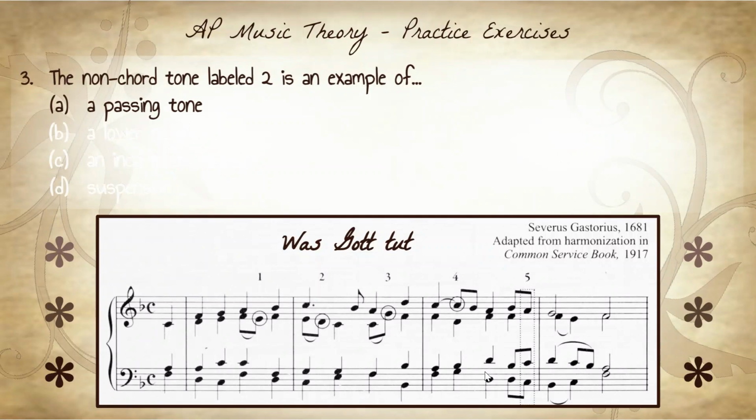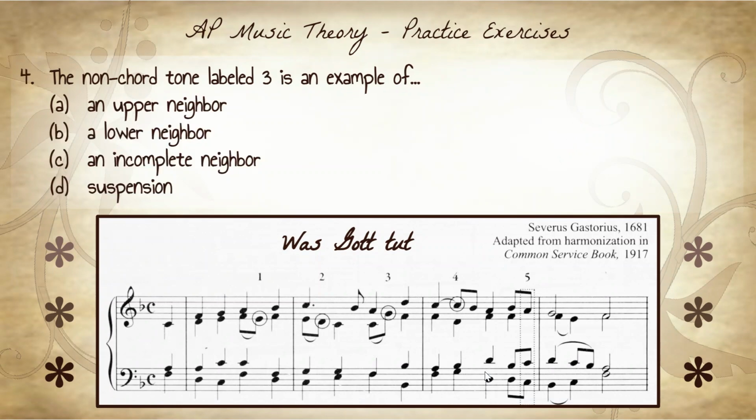Correct answer is A. Non-chord tone 2 is a passing tone connecting E, D, C, the two notes a third apart. Question 4. The non-chord tone labeled 3 is an example of A. The upper neighbor, B. A lower neighbor, C. An incomplete neighbor, or D. Suspension.